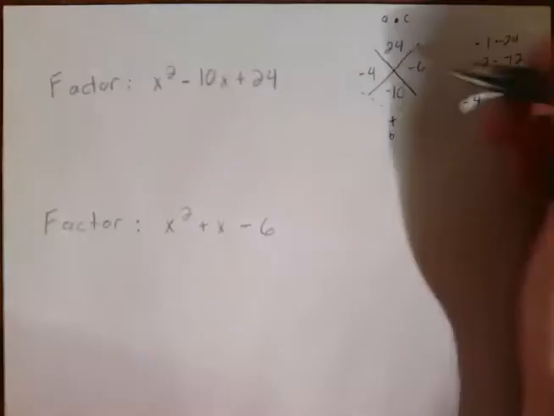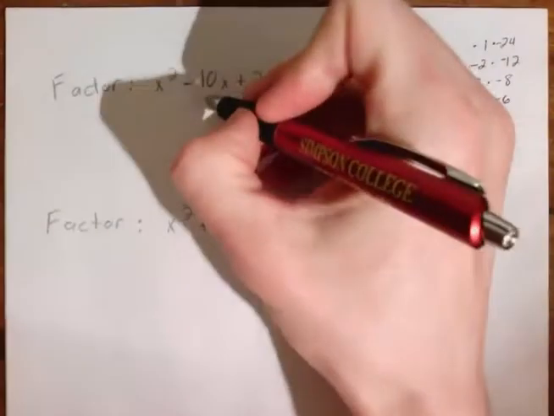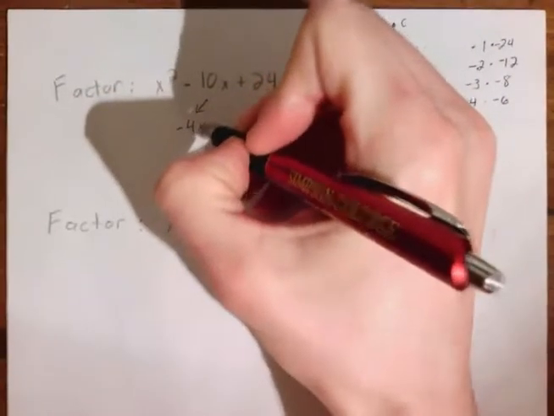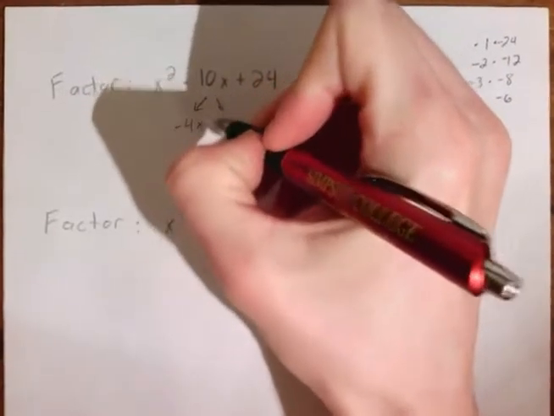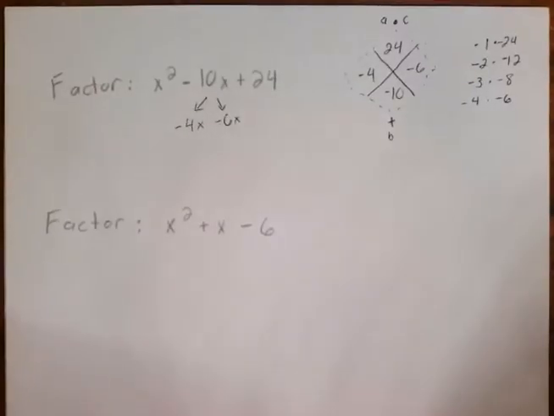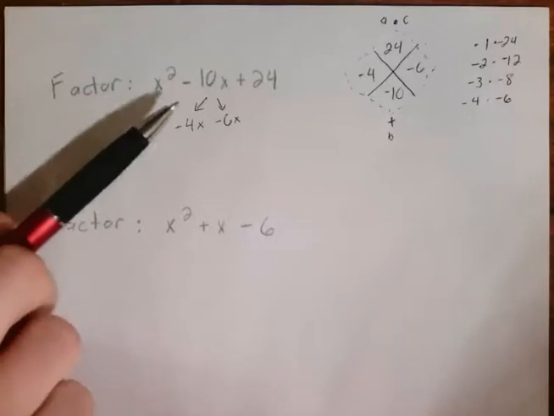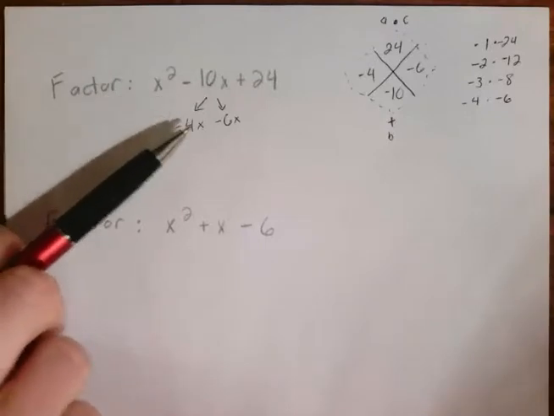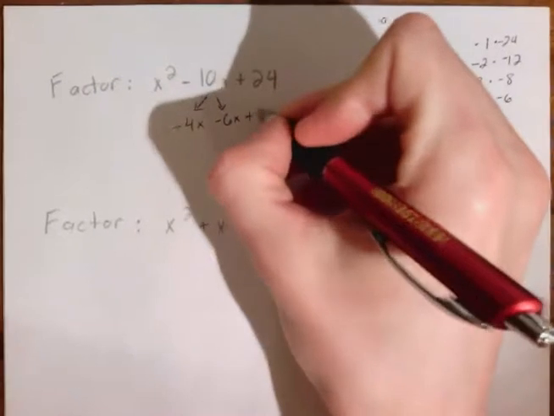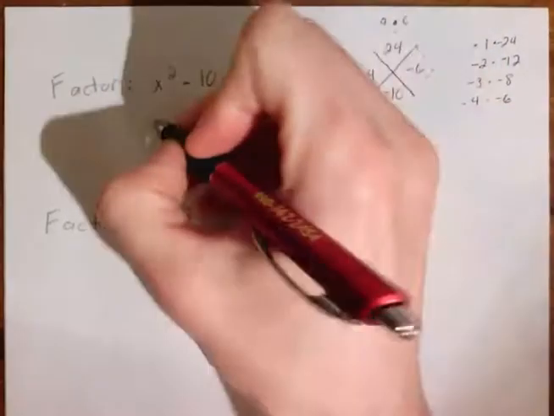What we use those two numbers for is splitting up this middle term. So this is going to become a minus 4x and a minus 6x. If I were to reverse this process and add them together, those two negatives would give negative 10x. Then we're just going to drop down the other two terms, that plus 24 and that x squared.